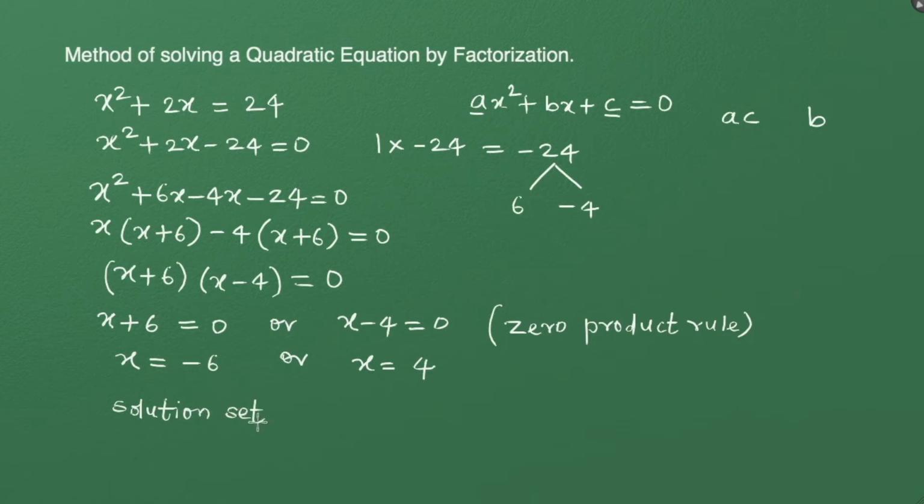So the two roots of the given quadratic equation are minus 6 and 4. So now the solution set will have the two roots of the quadratic equation, minus 6 and 4. So this is how the quadratic equation is to be solved by the method of factorization.